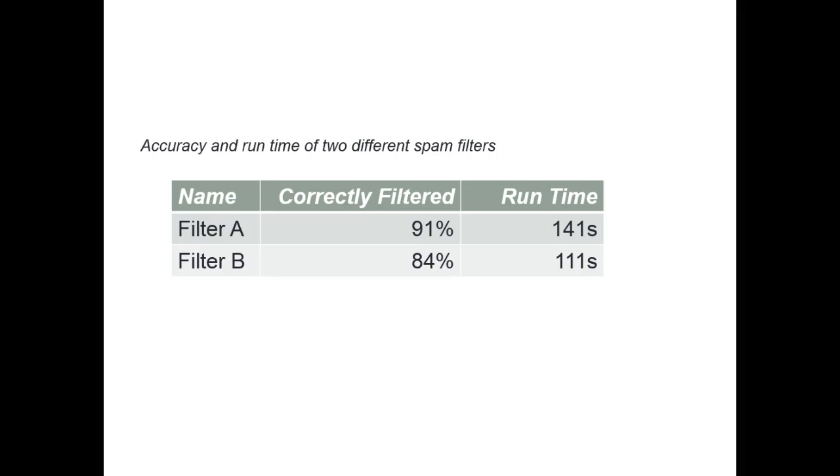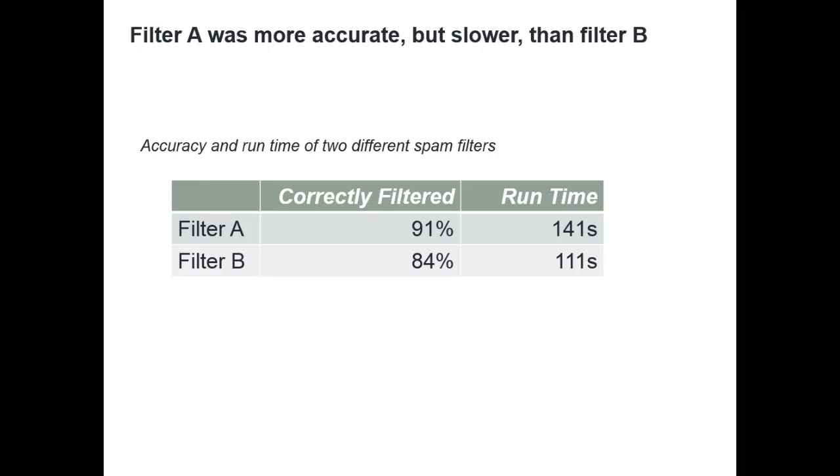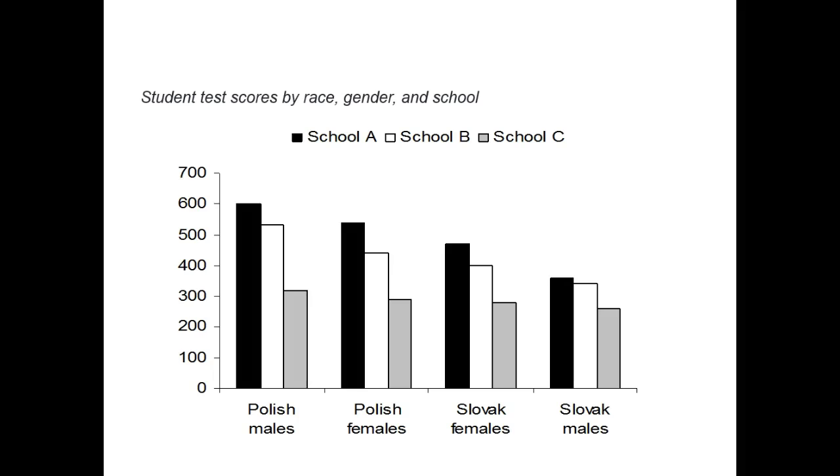Again, what's the story here? This is a little more complex story. We're looking at 2 different spam filters. So here I have my story as filter A was more accurate, and I'm beginning with accuracy because I think accuracy is more important for a spam filter than speed. So filter A was more accurate but slower than filter B. This one you've seen before.